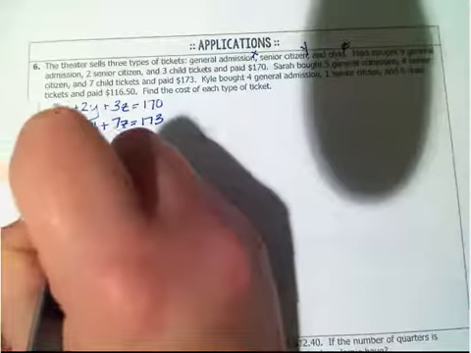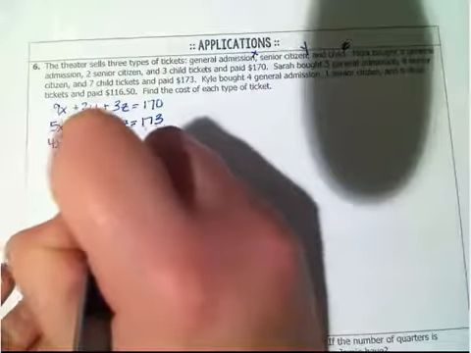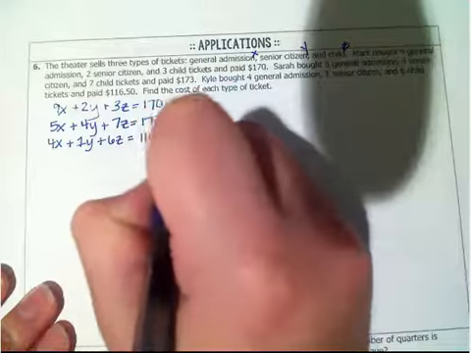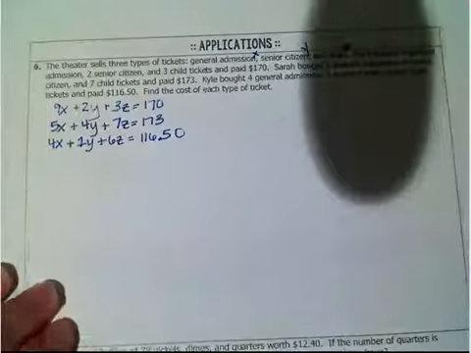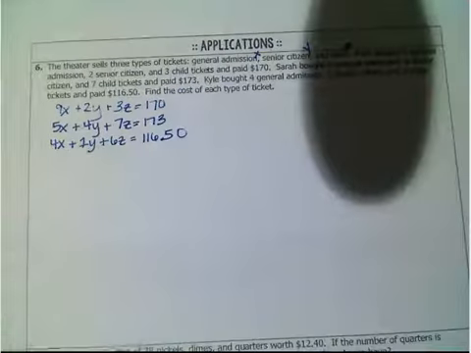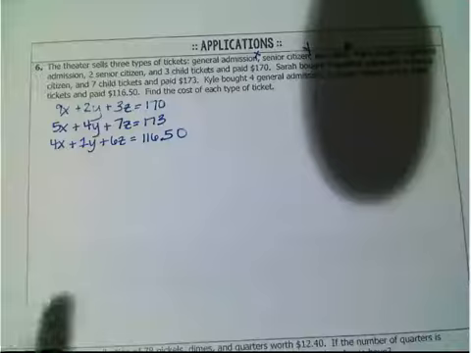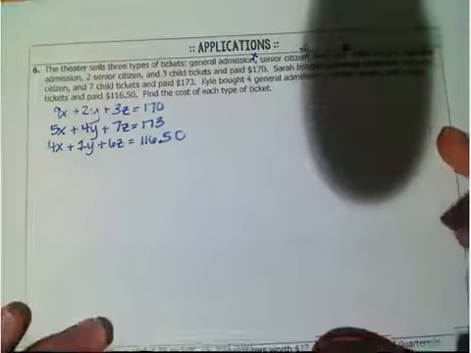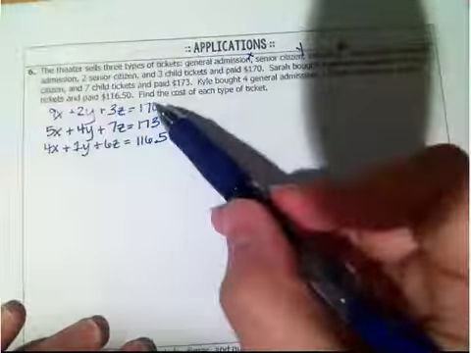Kyle bought 4 general admission, so 4x, plus 1y, 1 senior citizen, and 6 child tickets, and paid $116.50. So those are my 3 equations. I'm going to solve them the exact same way as I have been with my 3 variable systems. So I'm going to pick 2 equations. I'm just going to pick the first 2.